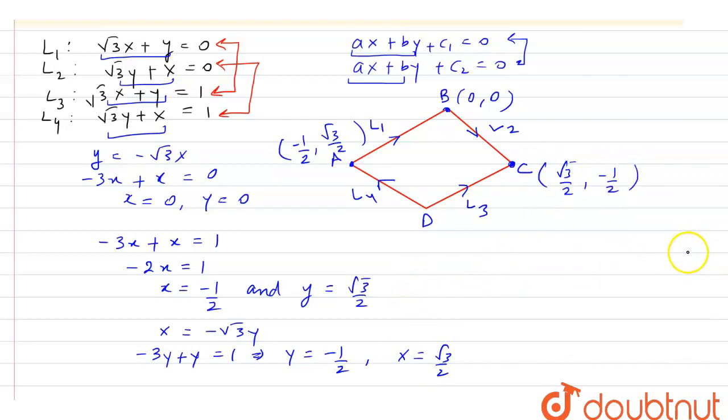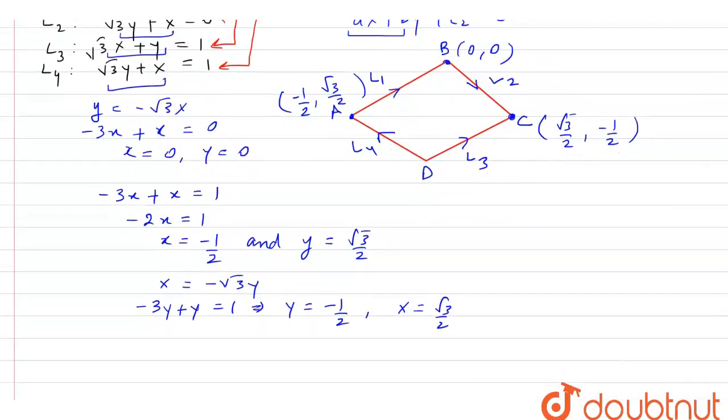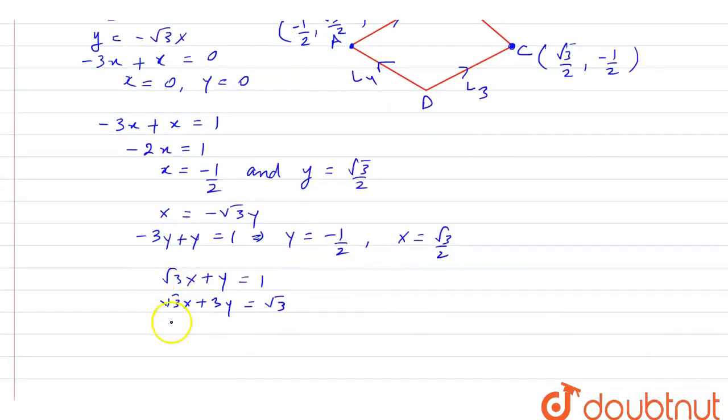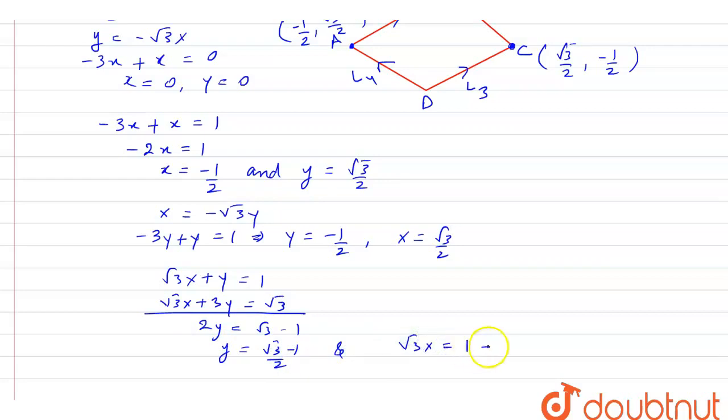Now if you solve line 3 and line 4, line 3 is root 3x plus y equals to 1 and line 4 is root 3y plus x equals to 1. Now let's multiply line 4 by root 3. We'll have root 3x plus 3y equals to root 3. Now if you subtract, you will get 2y equals to root 3 minus 1, and the value of y is root 3 minus 1 by 2. And root 3x equals to 1 minus y, that is 1 minus root 3 minus 1 by 2.